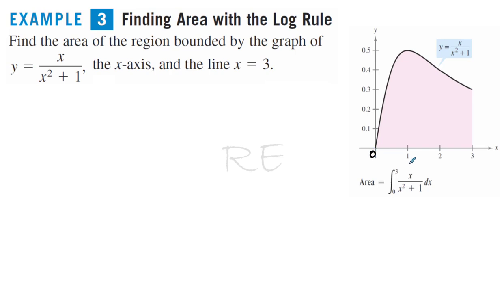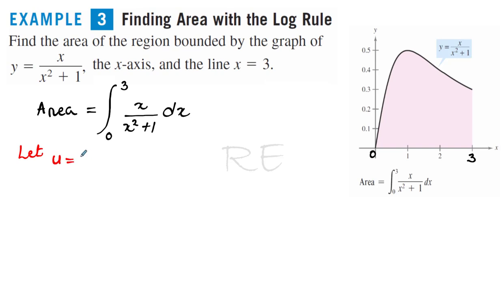You can find the area using log rule. For this problem, the lower boundary is 0 and the upper boundary is 3. So the area will be the integral from 0 to 3 of f of x, which is x over x squared plus 1 dx. Now, if u is equal to x squared plus 1, du will be equal to 2x dx.